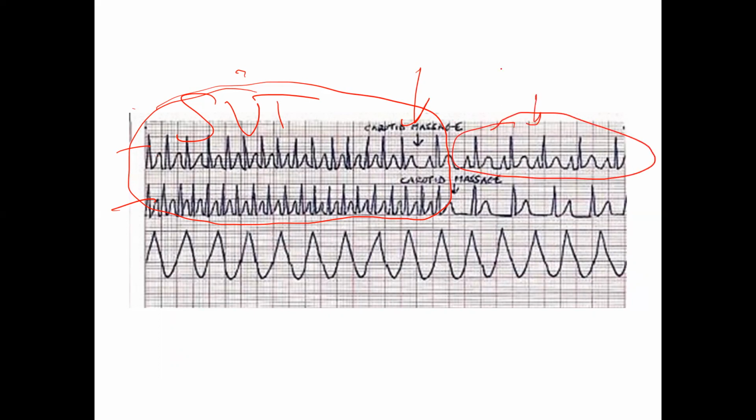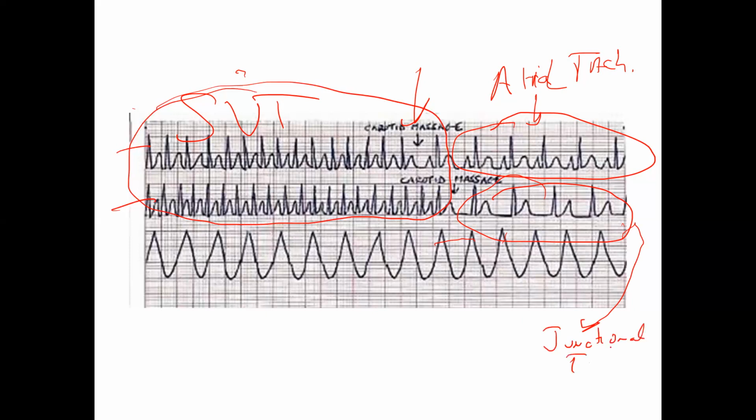Atrial tachycardia? Yeah, I would call that atrial, because that's not a sexy P wave there. What about this one below it? Junctional. I agree. Excellent. Junctional. And it's still tachycardia, no matter how you slice it.